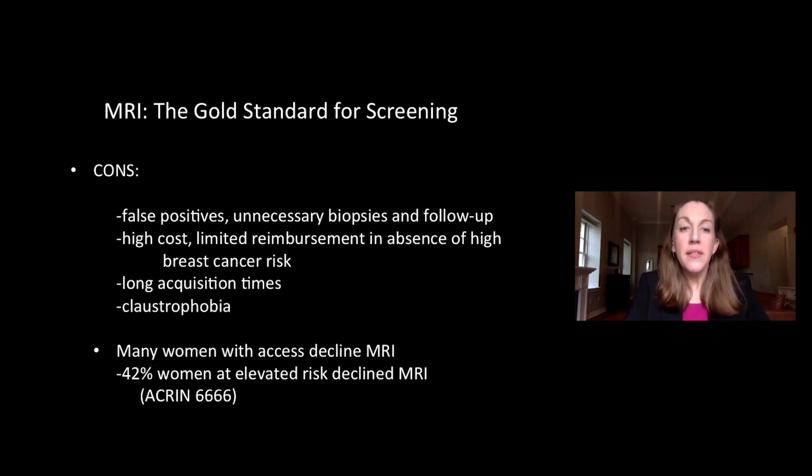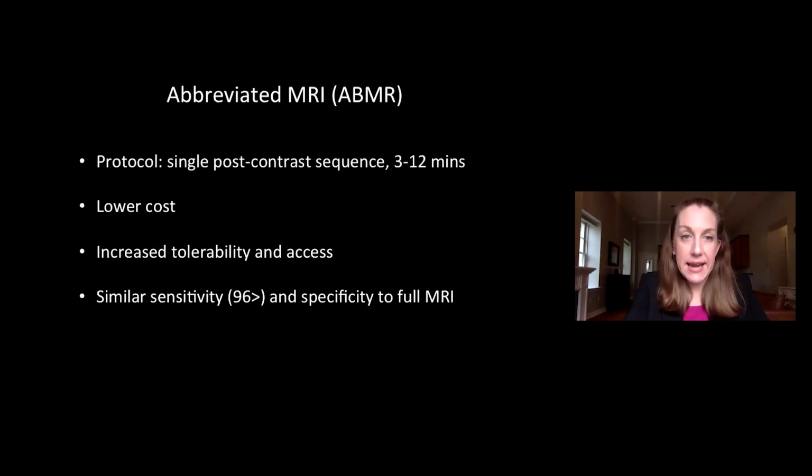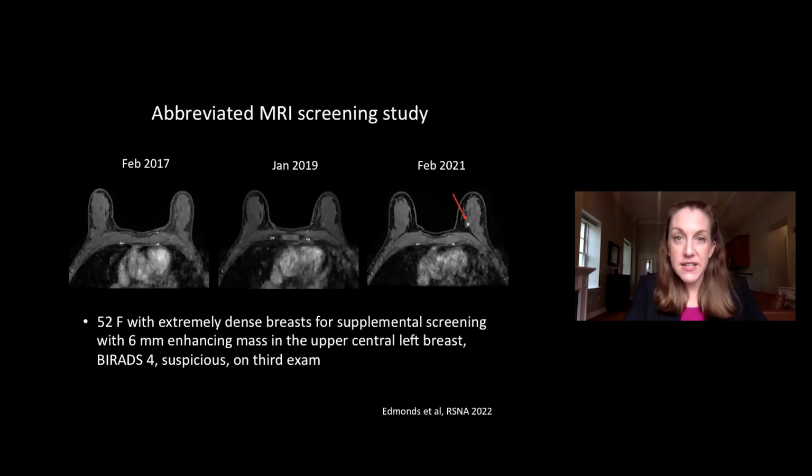The cons of MRI: high false positives leading to unnecessary biopsies, high cost, limited reimbursement, especially in women who only have dense breasts but otherwise no risk factors for breast cancer, long acquisition times, and claustrophobia, which leads women not to want to get MRI even when it is indicated. This has led to the abbreviated MRI to try to circumvent some of these issues. It's much shorter. Therefore, it comes at lower cost and is more tolerable to patients. However, it fortunately maintains the high sensitivity of MRI.